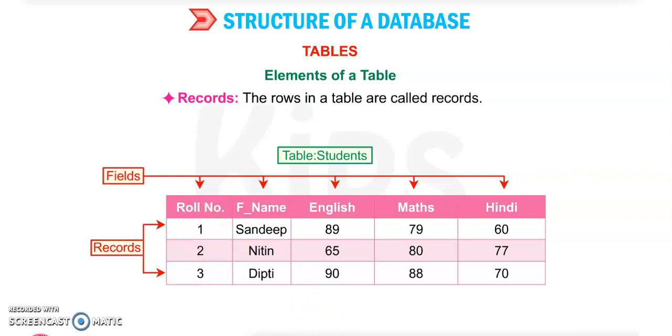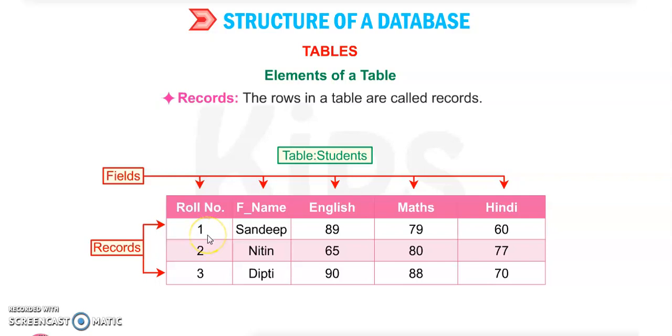Okay, these are columns and rows. And what are records? The rows in a table are called records. So field names contain all the students' fields, like roll number of all the students, father's name of all the students, and the record occupies only one record of a student.